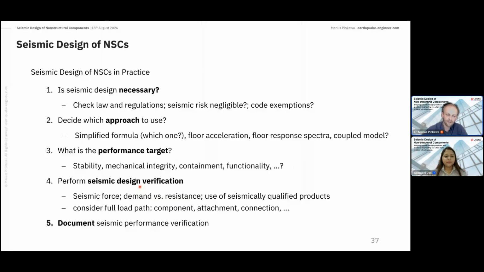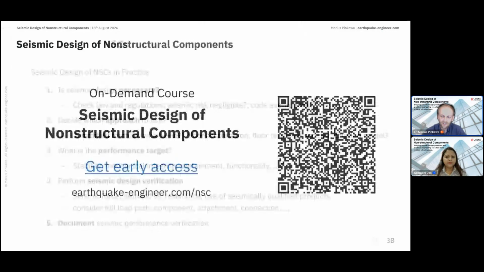And in the end, you should document everything. For example, you should save and also put the European technical assessment of the seismically qualified anchors to the project documents. So this is documented. Okay, so this was a short talk on non-structural components.